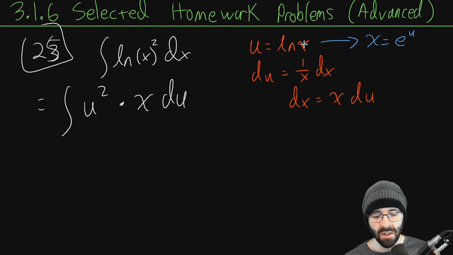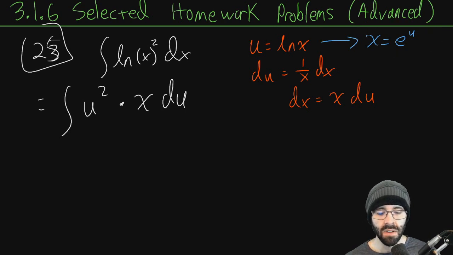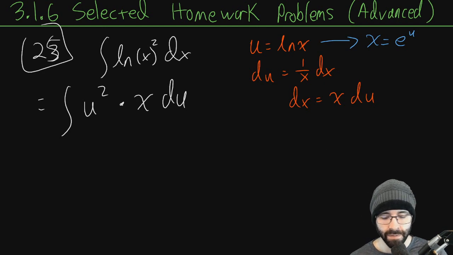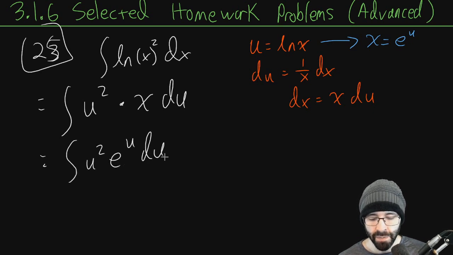Right? This is the logarithmic form. This is the exponential form. They're equivalent forms. Or you can think about exponentiating both sides to get the same equation as well. Because e to the natural log of x, they're inverse functions. They cancel out. Either way, what we're going to get is u squared e to the u du.